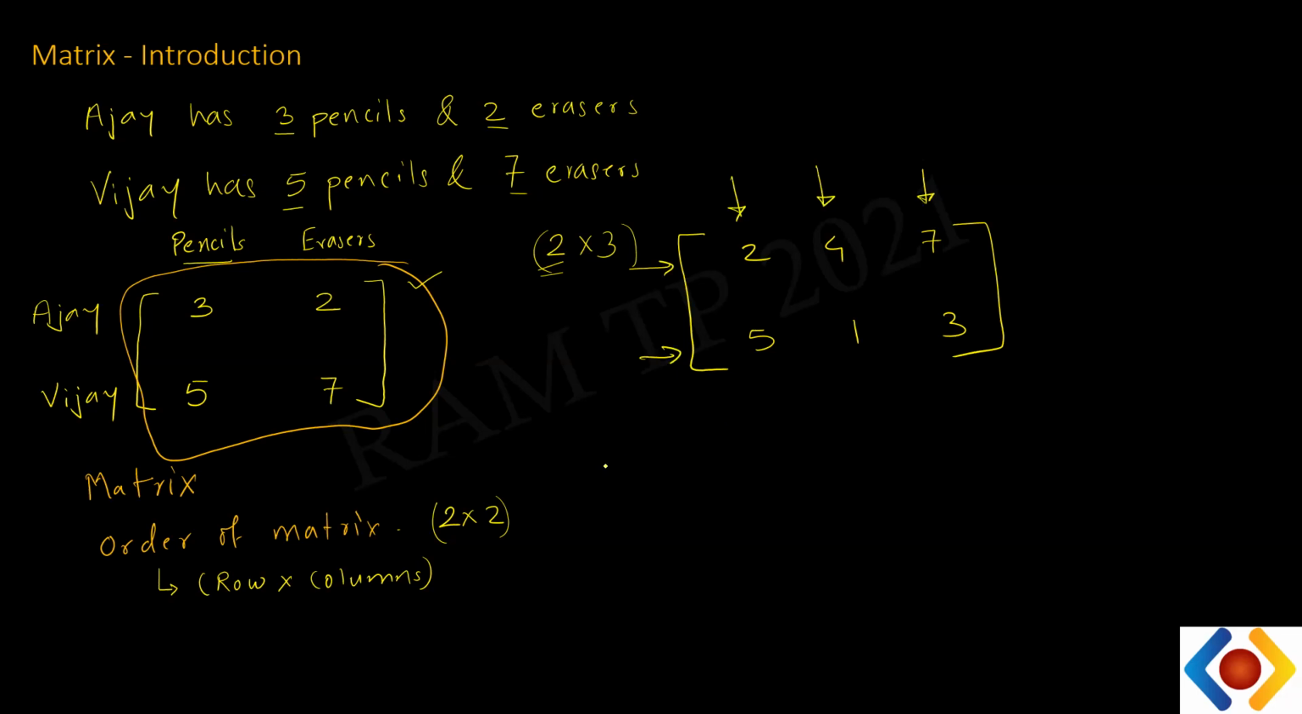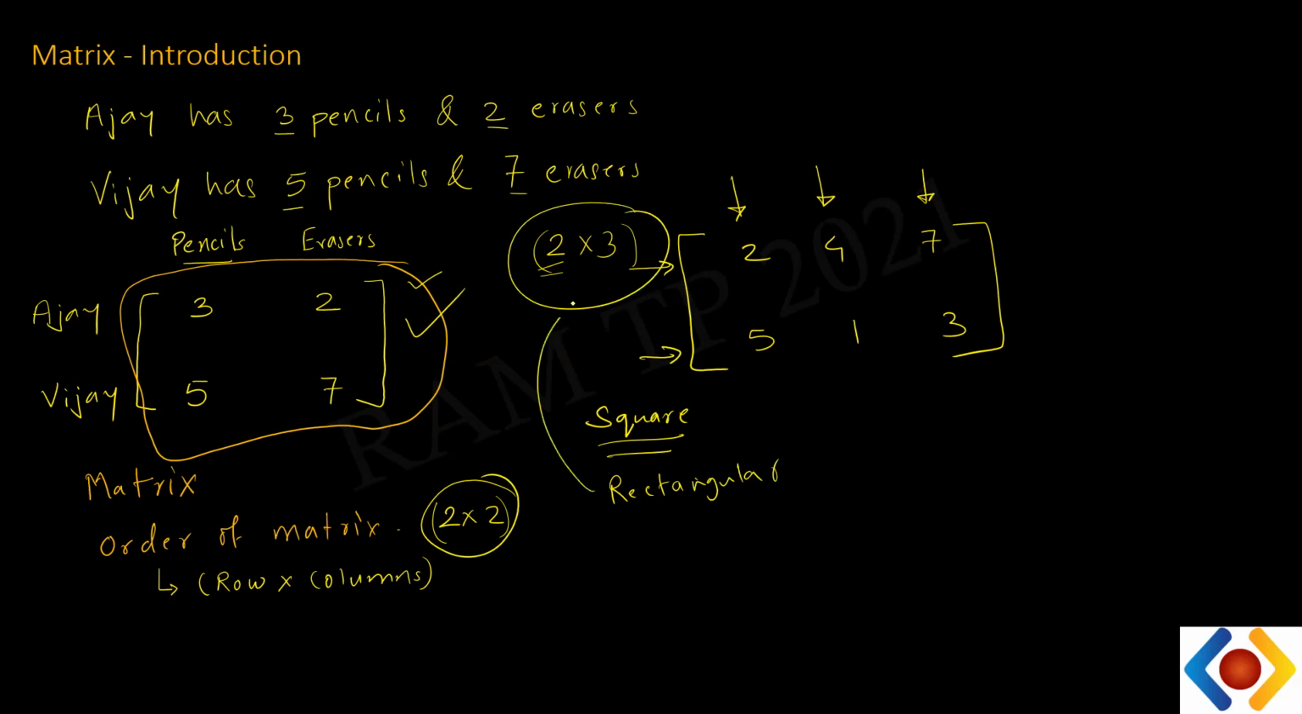Okay. Then a matrix could be a square matrix. What do you understand by square matrix logically? Equal rows and columns. Very good. So 2 by 2, this is a square matrix. It could be a rectangular matrix as well. What do you understand by that? Number of rows and columns differ. Yes. Like 2 by 3. Can I say 2 by 3 is a rectangular matrix? Yes. Okay. Fine.